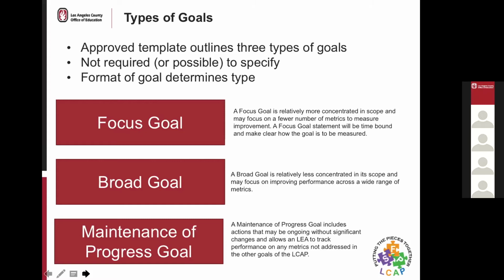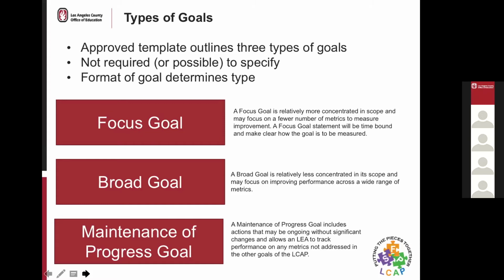Do your goals allow for capturing all 8 state priorities? Can you articulate in your plan why each goal was developed? And what about the different types of goals you're planning? Do the set of goals allow for all required metrics to be represented in the plan? And how many goals will you have in your plan?